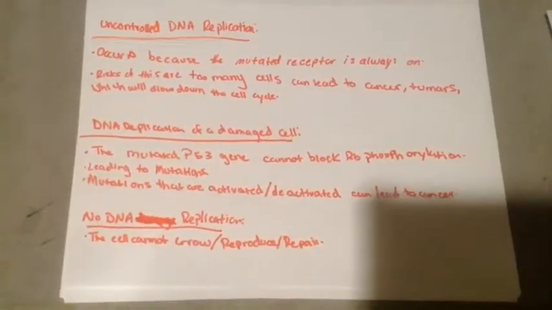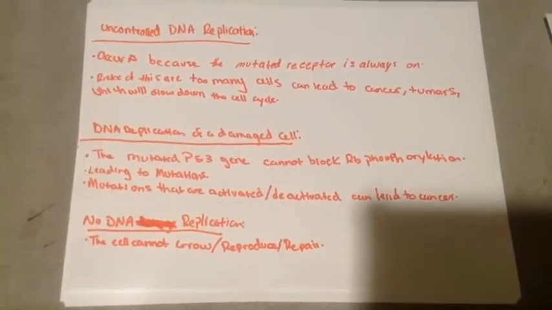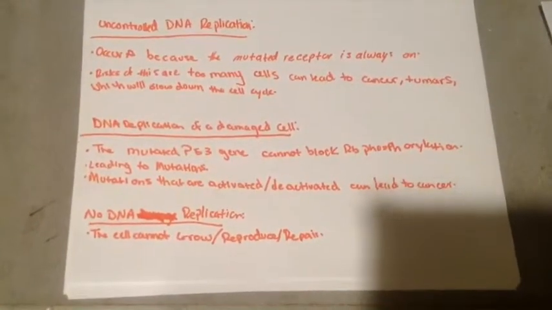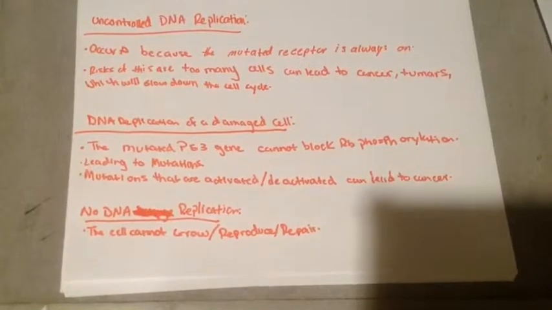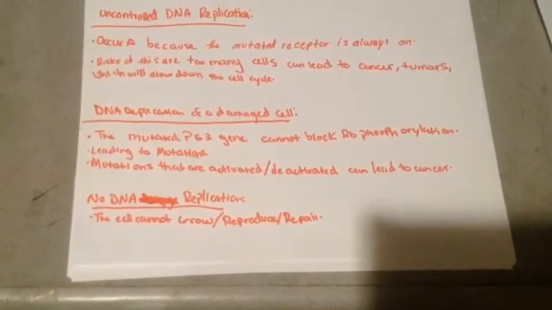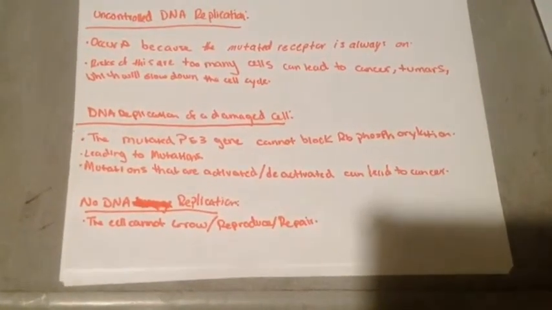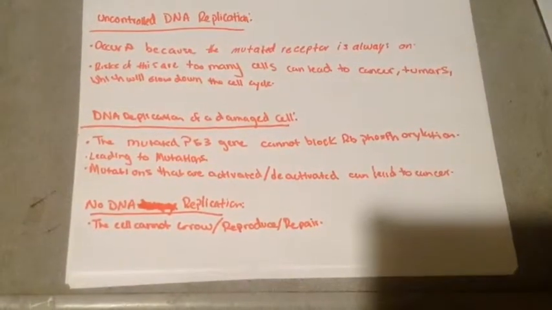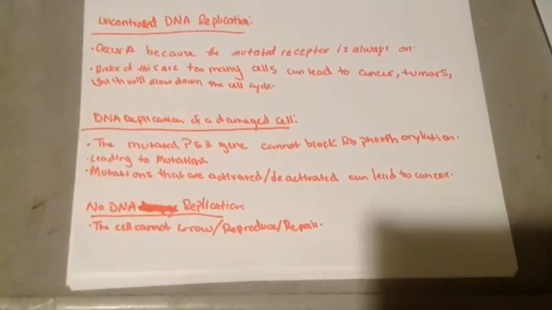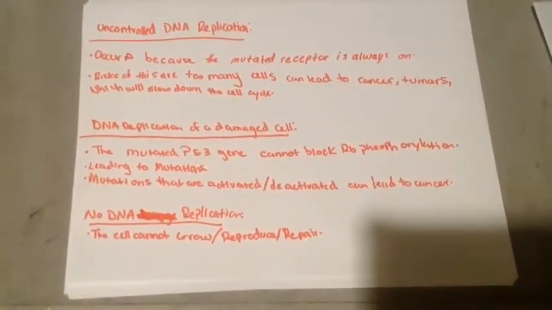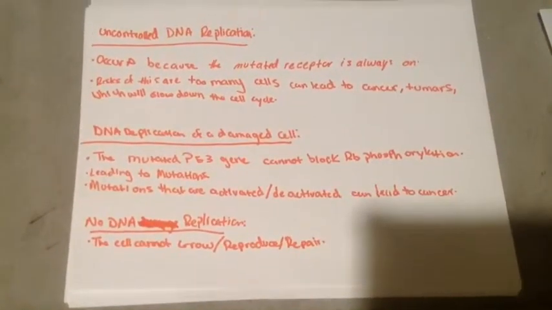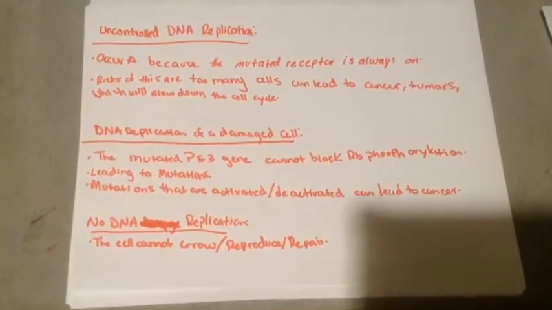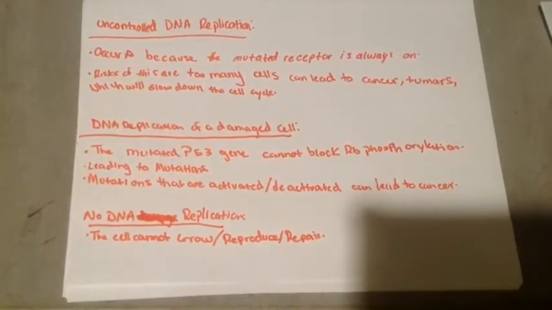Okay, there are 3 things that can go wrong in mitosis. There's uncontrolled DNA replication, which can mean the mutated receptor is always on. This risk causes too many cells, which can lead to cancer and tumors, which will slow down the cell. Then there's DNA replication to a damaged cell. The mutated p53 gene cannot block RB phosphorylation, leading to mutations. Mutations that are activated and deactivated can lead to cancer.